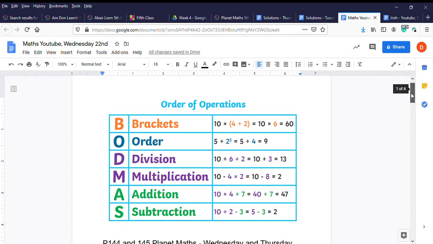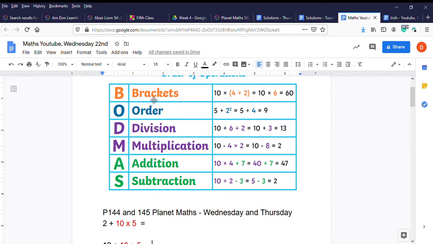It's an acronym. It's BODMAS. Brackets, order, division, multiplication, addition, subtraction. That means if you see something that's in brackets, you solve that first. If you see a question that has division and addition, you solve the division part first, then the addition. If you see a question that has multiplication and subtraction, you complete the multiplication part of the question first, then you subtract, as per the question here.